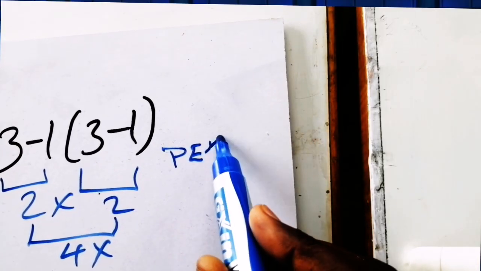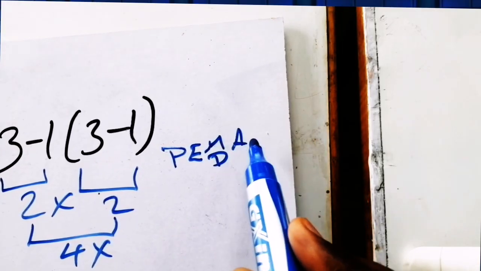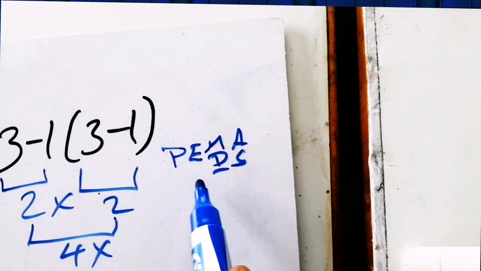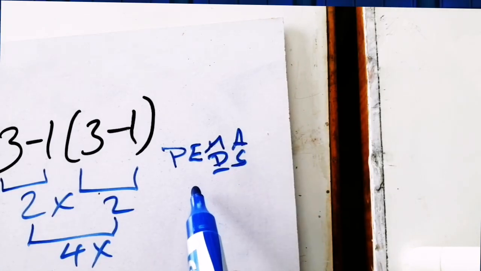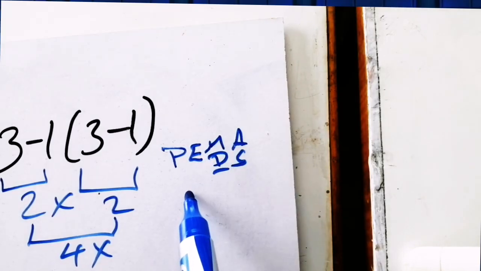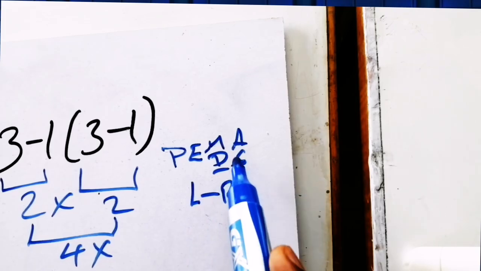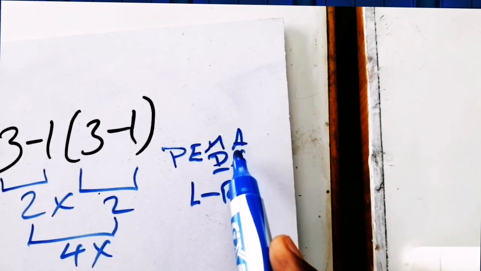exponent, then multiplication or division, and finally addition or subtraction. Remember that multiplication and division has equal priority. We have to work from left to right. The same applies to addition and subtraction, okay?